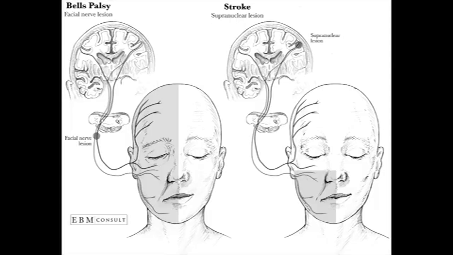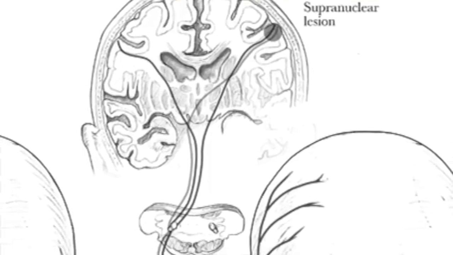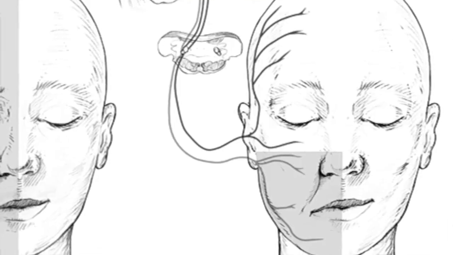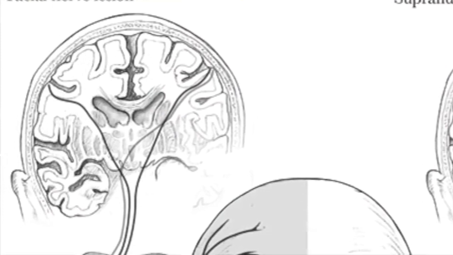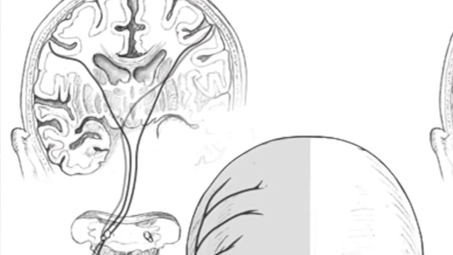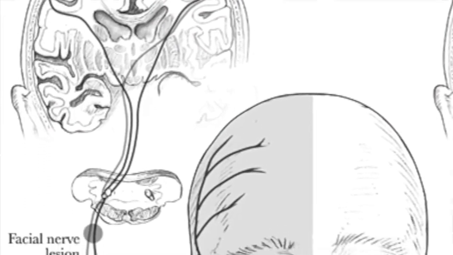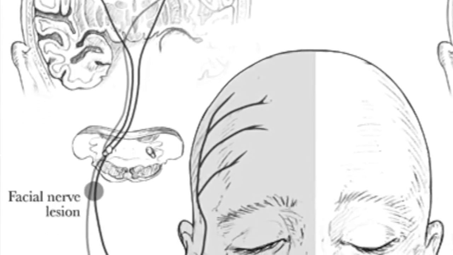So if we look at stroke versus Bell's palsy in this diagram here, we can see that there is a lesion inside the brain, and that has caused damage to the lower motor or facial nerve and not the upper. Whereas the diagram on the left shows compression or inflammation within the fallopian canal in the face, which both the upper and lower nerve pass through. There we can differentiate between those disorders.